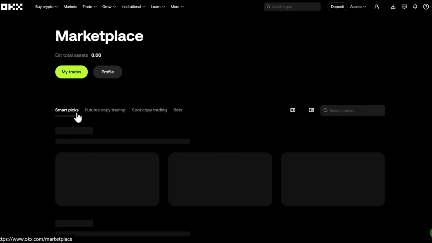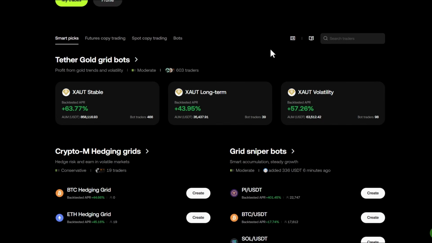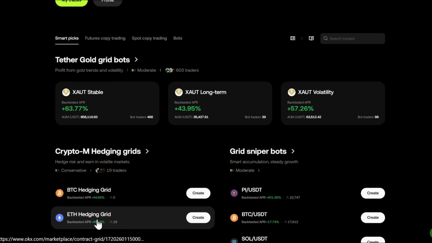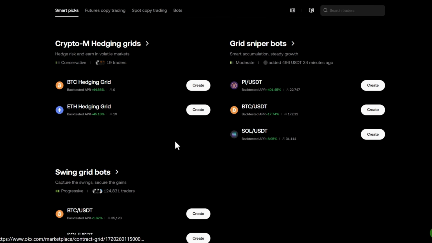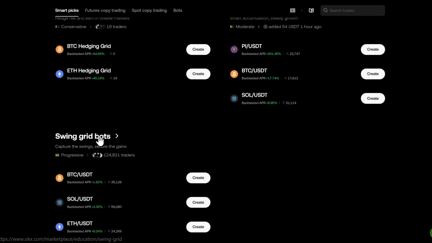In Smart Picks, you can see the picks from the OKX platform itself. Here you can see backtested APRs for pairs like gold, Bitcoin, and Ethereum. You can see multiple options like crypto market hedging, grid sniper bots, swing grid bots, and more.